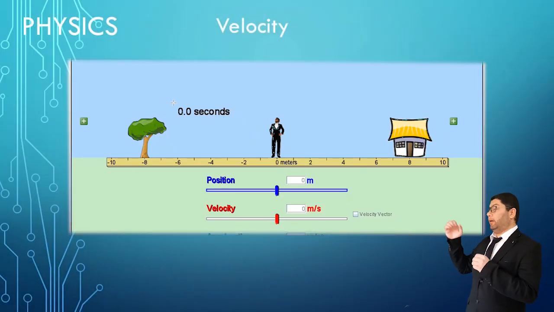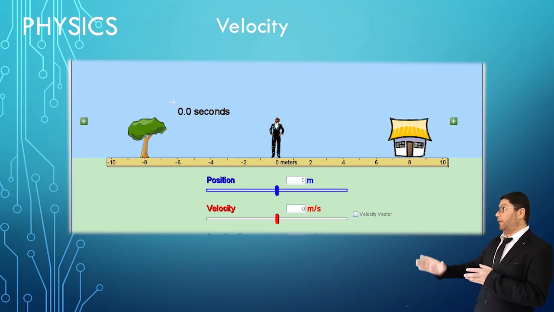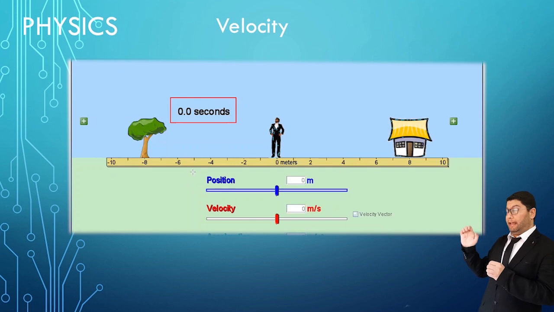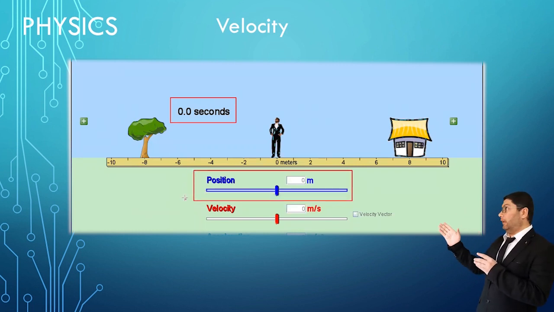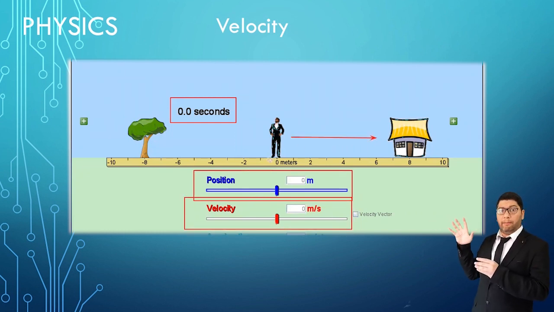In this experiment, to explain the velocity, we have four variables. The first is the time, the second is the distance, the third one is the velocity, and the fourth one is the direction. All of them are related to each other.